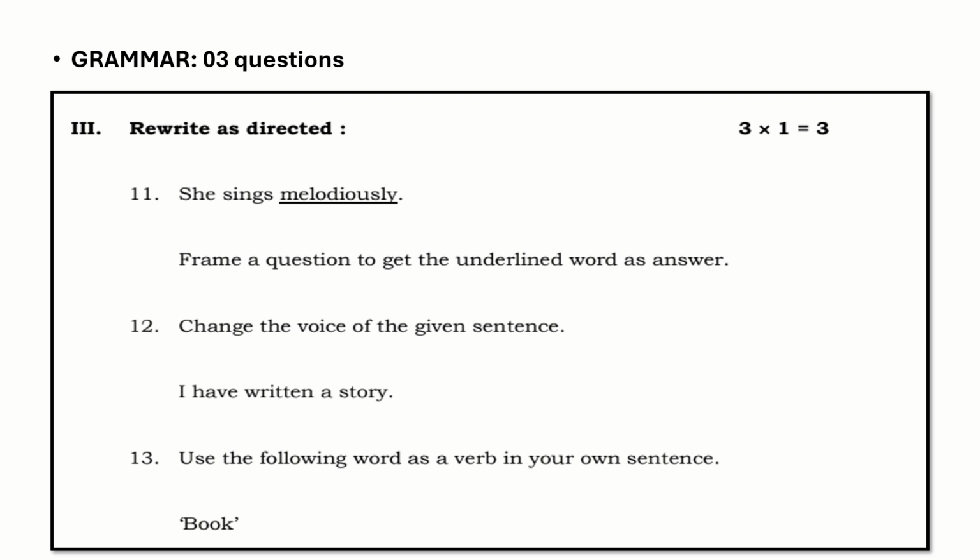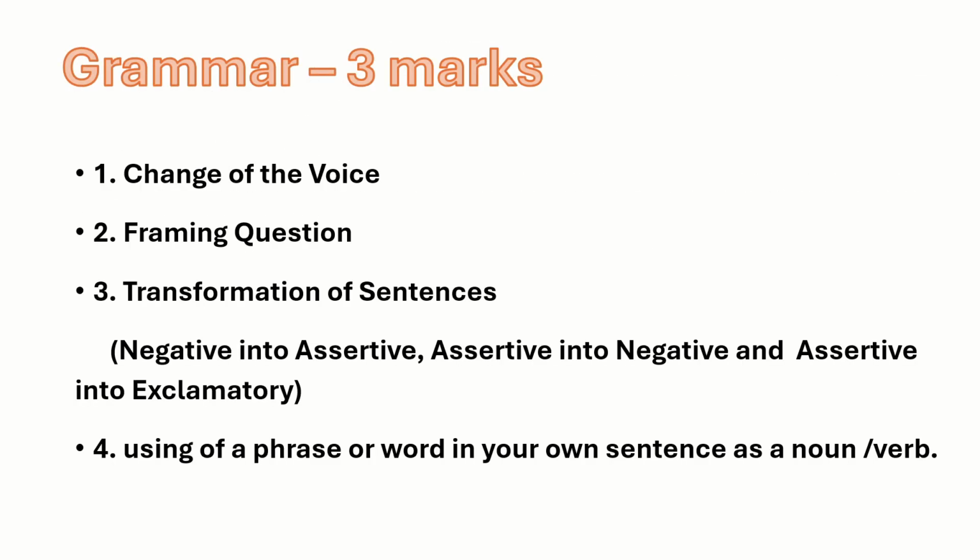Moving further in this very same main, when it comes to grammar, for 3 marks, you may get change of voice, framing a question, or transformation of sentence, which could be negative into assertive, assertive into negative, and assertive into exclamatory. Any one of these could be asked for this question. And also using a phrase or word in your own sentence as a noun or a verb. That's exactly what we saw in the previous slide.